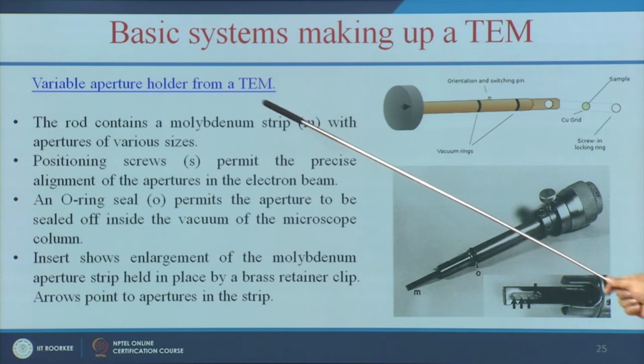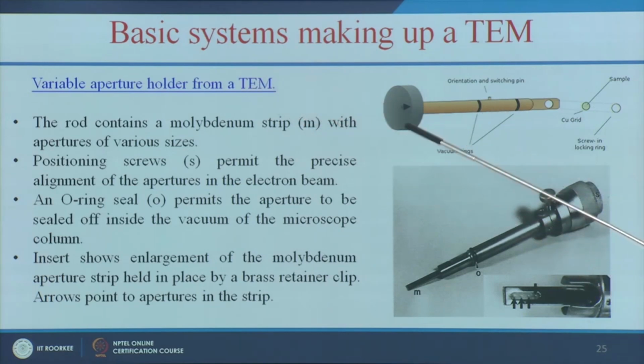So, here you can see a variable aperture holder of the TEM. Your TEM grids will be placed here and you can keep this O-ring seal, so that it will permit the aperture to be sealed off inside the vacuum of the microscope column.